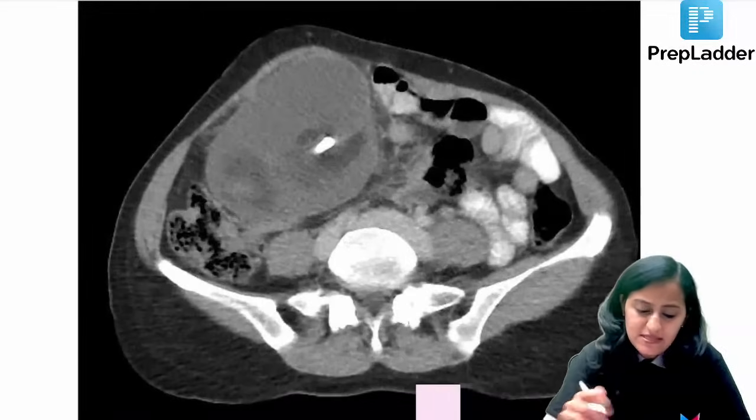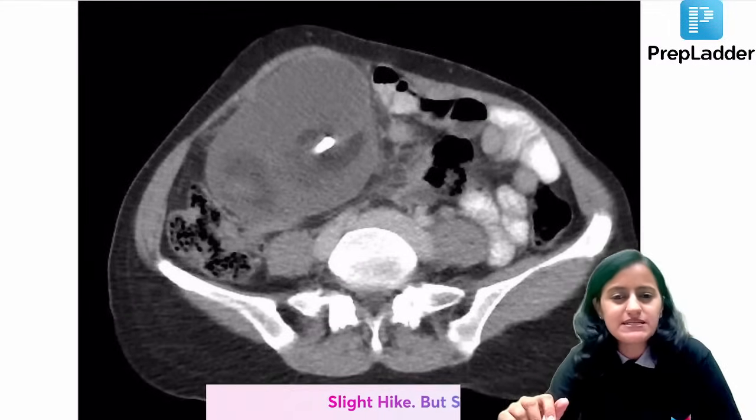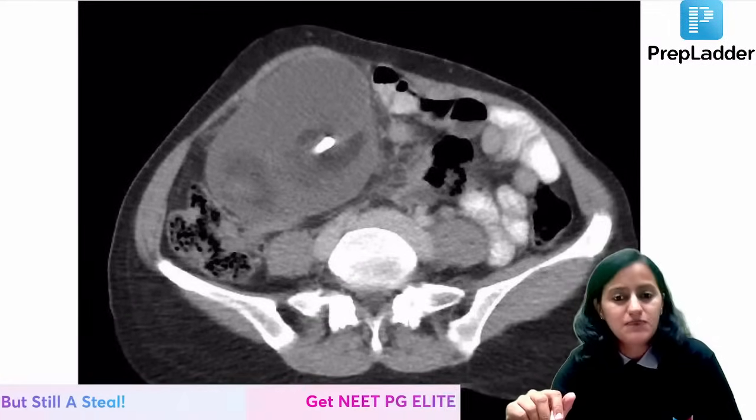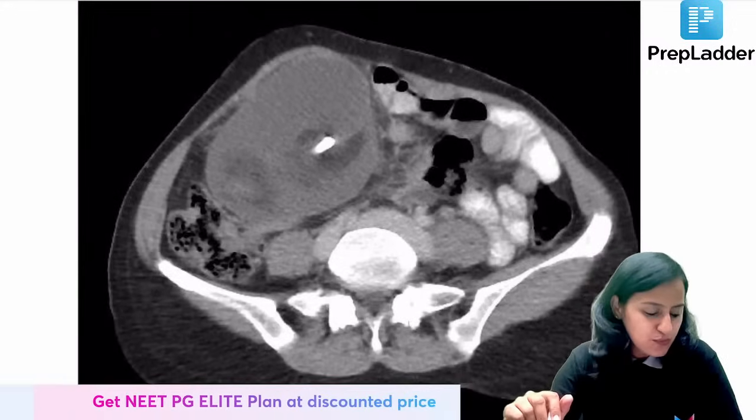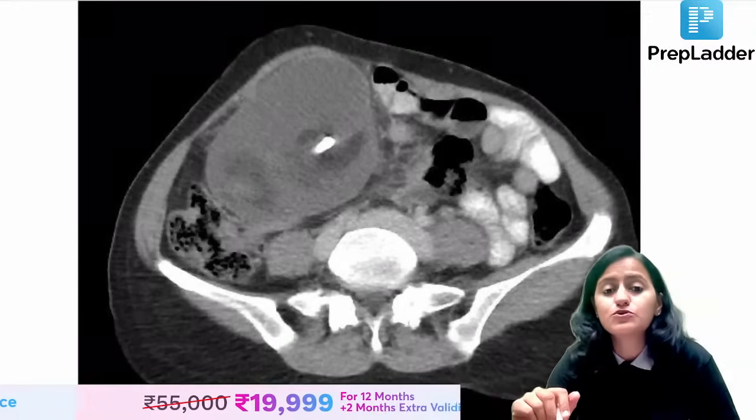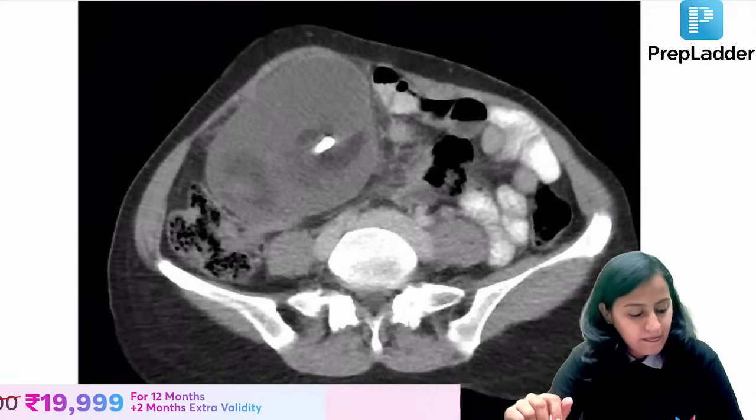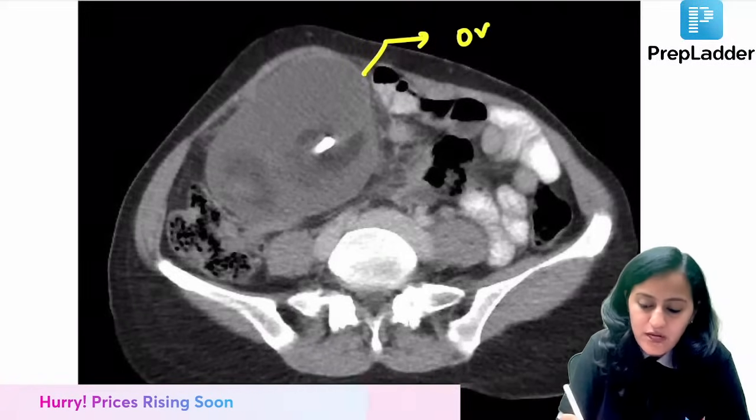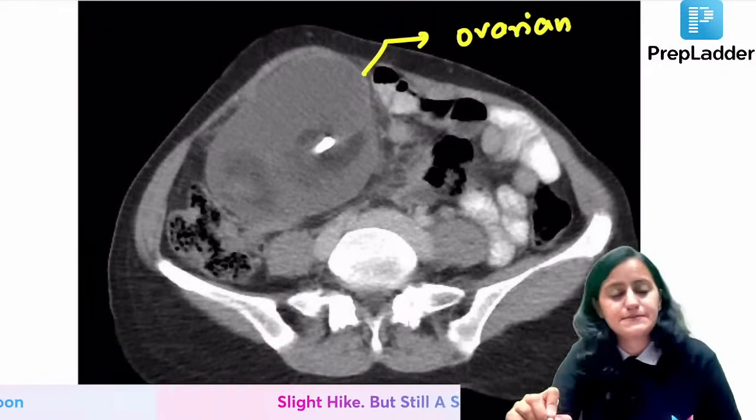Right. Now, this is your next image. Tell me, what do you think is the diagnosis here? I'll give you a clue that this is an ovarian mass. So what ovarian tumor can you think of here? This is not the renal one. This is the ovarian one. What ovarian mass is this?